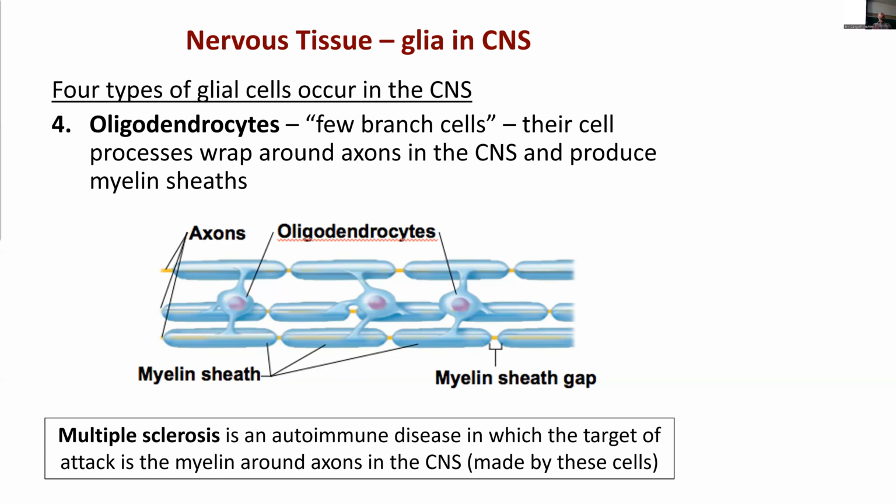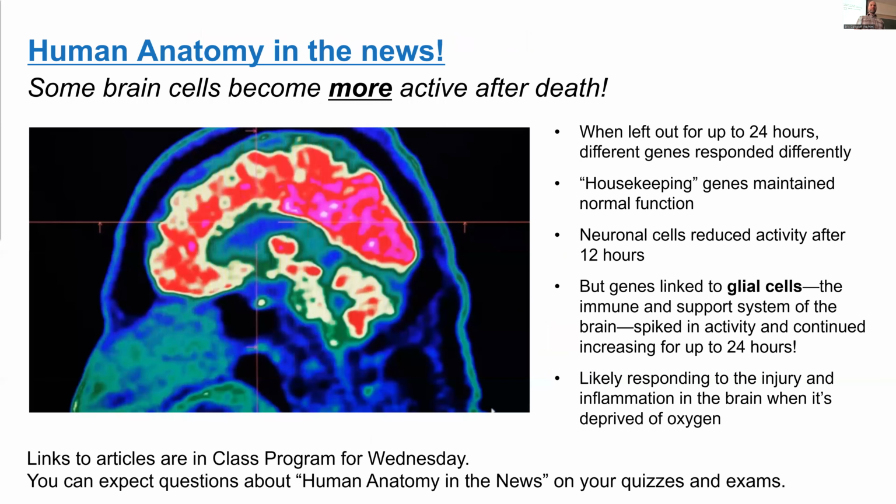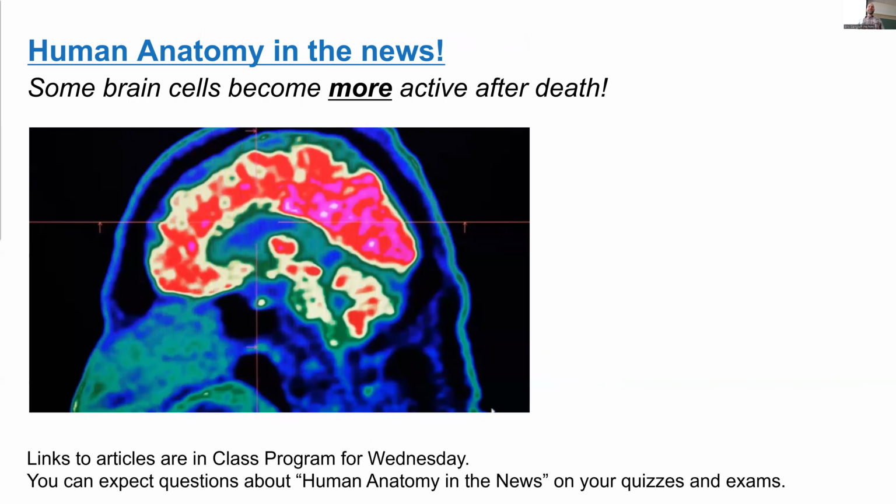All right. So with all this in mind, I have a human anatomy in the news item for you. This is a really interesting study I found. It came out within the past couple of years. What they did was monitor the activity of brain cells after a person dies. And they found that some brain cells actually boost their activity after a person is dead. That's really fascinating, right?